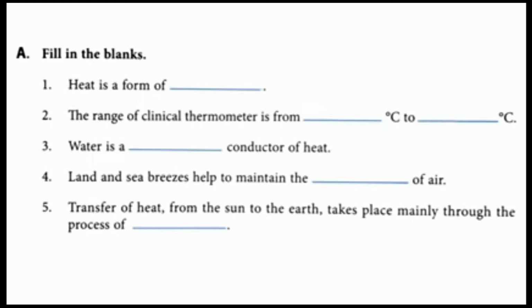Third, water is a dash conductor of heat. Bad. Fourth, land and sea breeze help to maintain the dash of air temperature. Fifth, transfer of heat from the sun to the earth takes place mainly through the process of dash radiation.